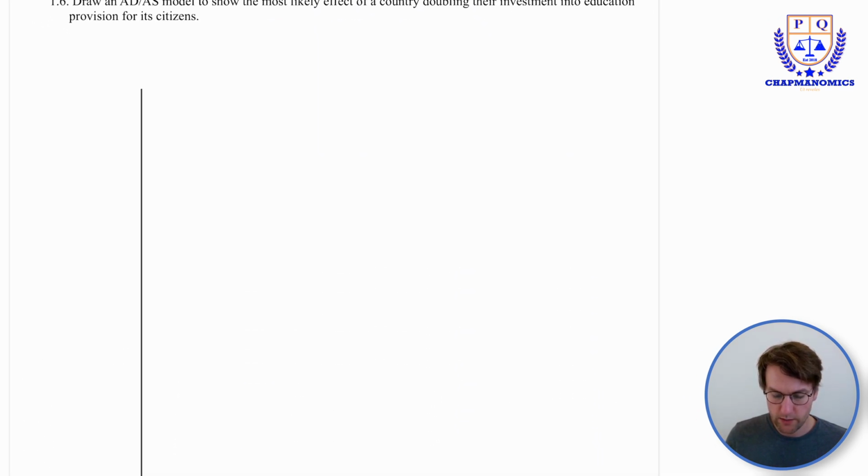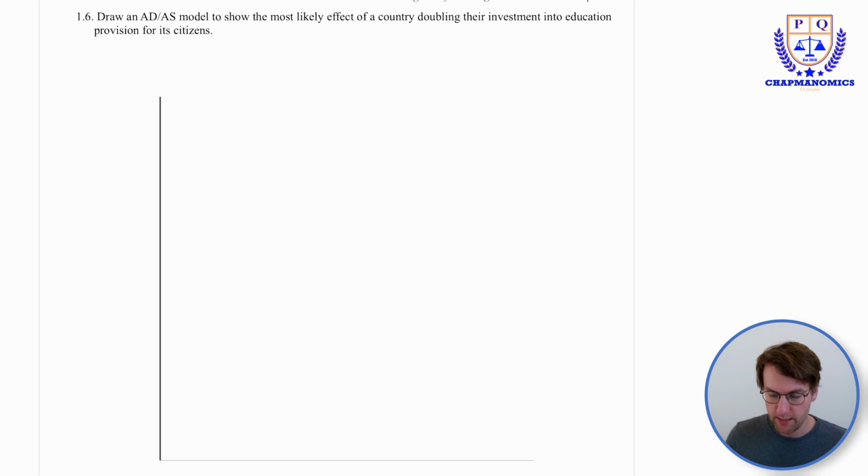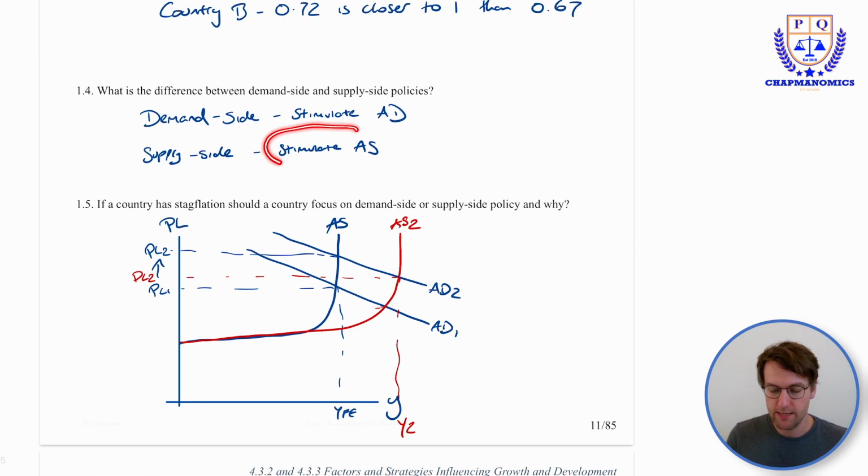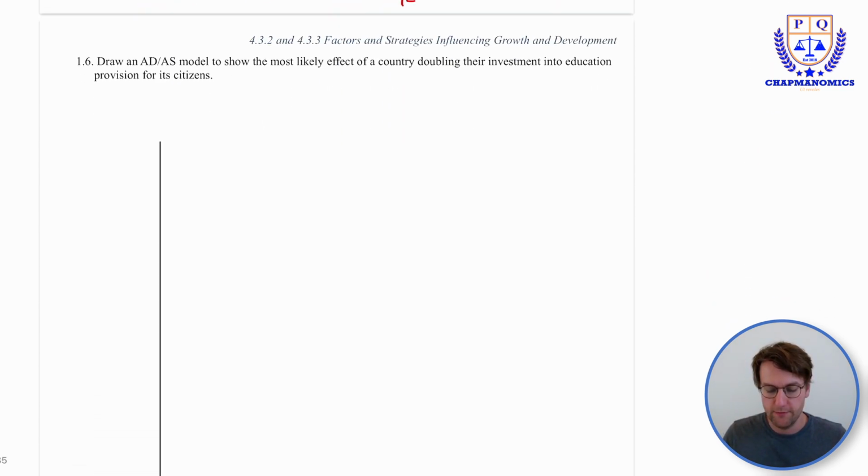Finally, we're going to draw an AD-AS model to show the likely effect of a country doubling their investment into education provision for its citizens. Now, if you remember correctly, increasing investment into education is trying to improve the skill level of the economy, trying to improve the human capital of an economy, and therefore this is going to stimulate aggregate supply. It's going to mean that there are more workers with higher skills available for firms to hire. Therefore, productivity is likely to increase, or simply having more workers available for firms. So therefore, this is going to be another supply side policy.